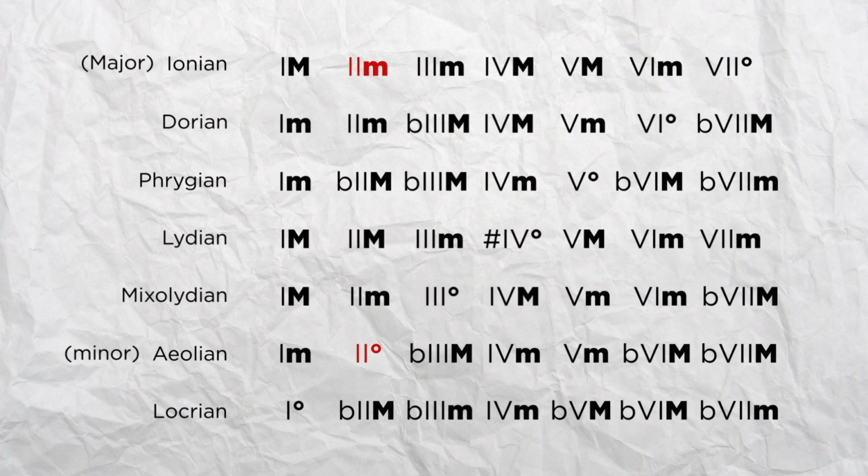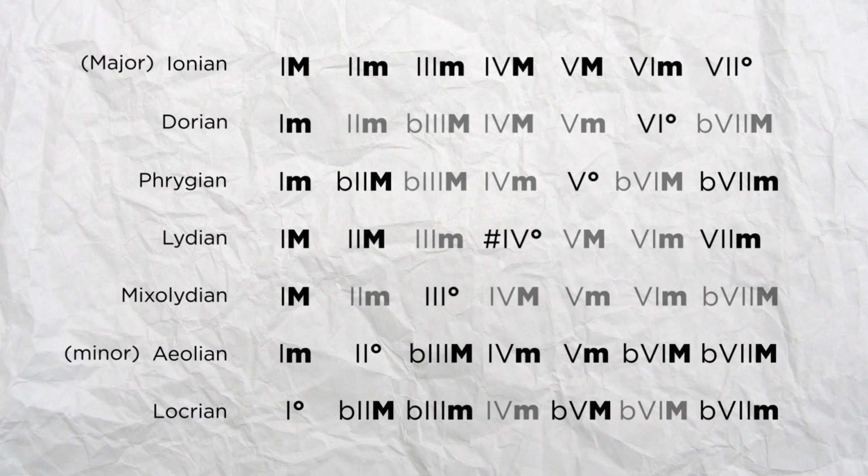So on the second degree, we have a minor chord in a major tonality and we have a diminished chord in a minor tonality. So I'll gray out these options from the other modes and keep the others. The third degree is minor in major and flat 3 major in minor. So I'll gray those out. The fourth degree is either a major or a minor chord, so we'll gray those out as well. And we'll do the same thing for all the degrees until we're left with this.